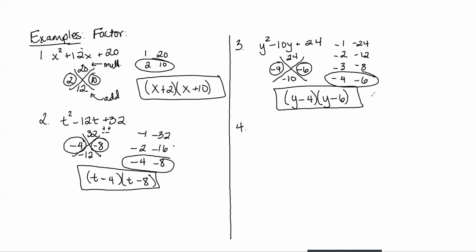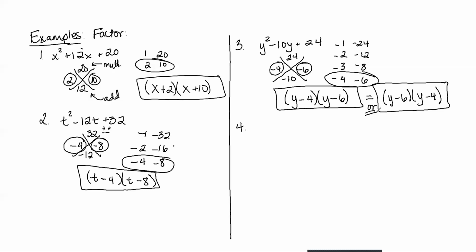And again, same thing with this. If you wanted to flip these around, that's also correct. So if you did y minus 6, y minus 4, as long as your y's are in the correct place and they're both negative numbers, you can flip around your factors because we're still just multiplying and multiplication is commutative.